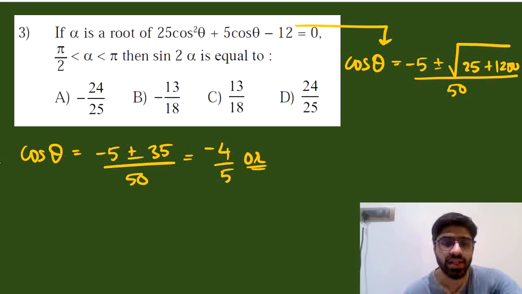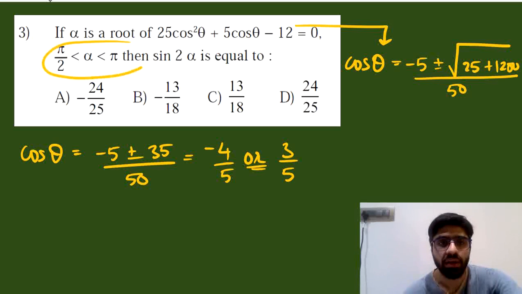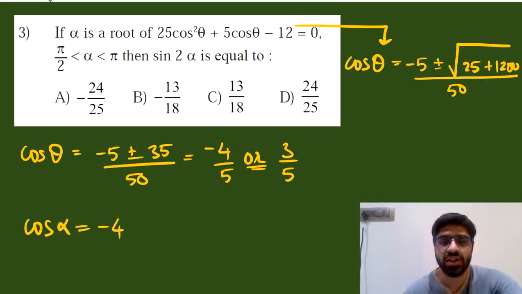Or if I take the plus sign, it will be minus 5 plus 35, that is 30 upon 50, which is 3 upon 5. But the point is, alpha is an angle in the second quadrant. So cos theta would be negative. You might be wondering, here it is alpha and I am talking about theta. See, they have said alpha is the root of this equation. So alpha is a possible value of theta. So whether you say cos theta or cos alpha, it would mean one and the same thing. Cos alpha here will be taken as minus 4 by 5 for the fact that alpha lies in the second quadrant and cos alpha has to be negative. Okay, so cos alpha is minus 4 by 5.